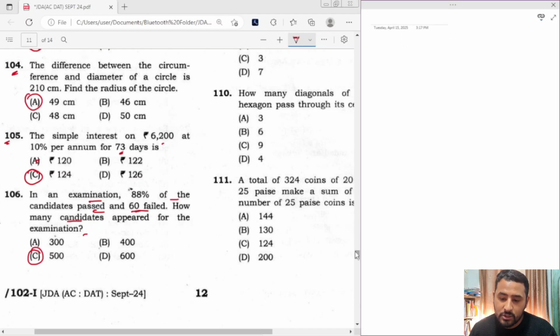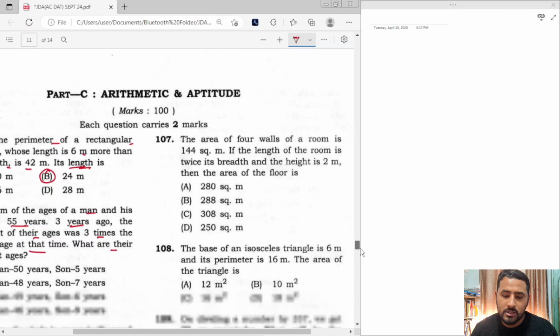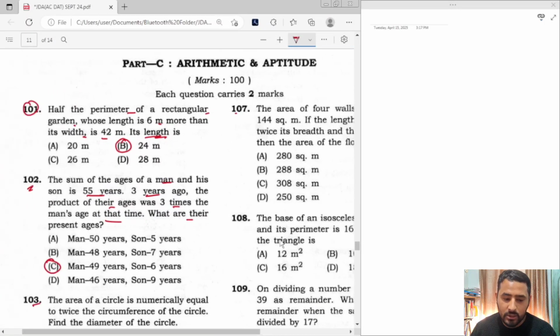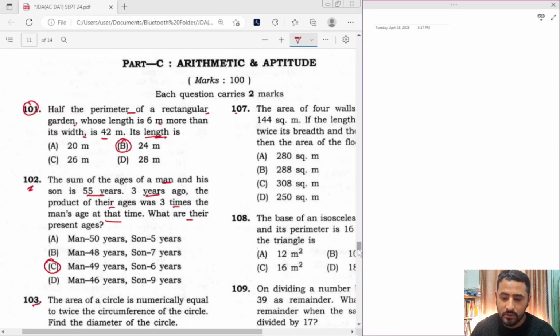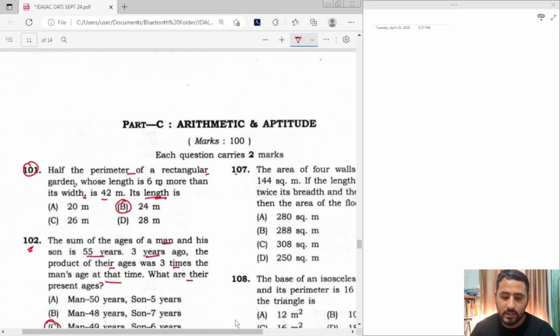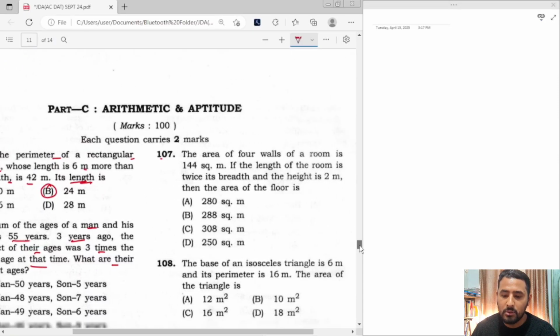Let's go to the next question. That is question number 106. It says 107. I think we did up to 106, right? Let me check again. We completed 106. Okay, so let us see 107 now. So this is question number 107.